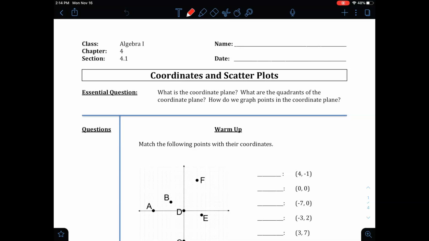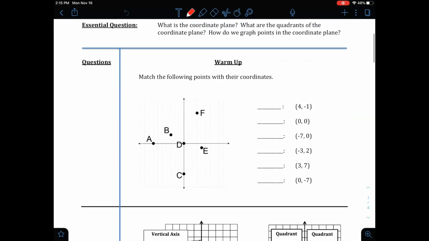So today's section is 4.1. The name of the lesson is Coordinates and Scatter Plots. Our essential question is, what is the coordinate plane? What are the quadrants of the coordinate plane? And how do we graph points in the coordinate plane? So we have a warm-up, and it says match the following points with their coordinates. Why don't you go ahead and pause the video and see if you can give this a try.